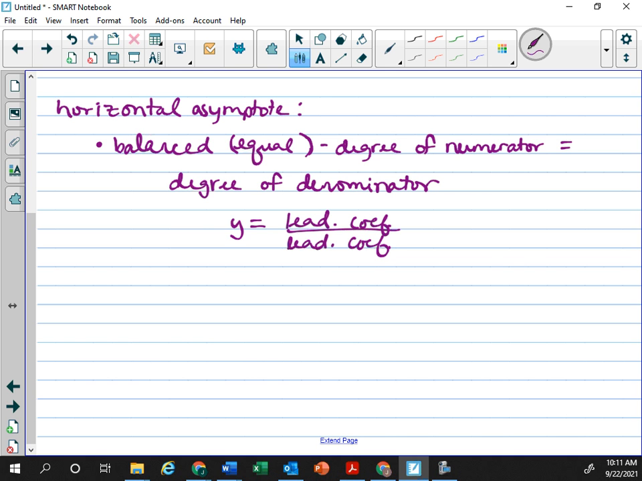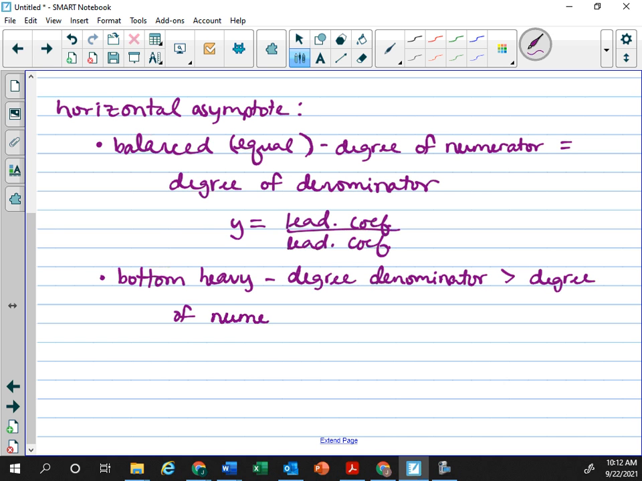Okay, next we could have what is considered bottom heavy. And that just means the degree of the denominator is greater than the degree of the numerator. And anytime that happens, when it's bottom heavy, your horizontal asymptote is always just y equals 0.